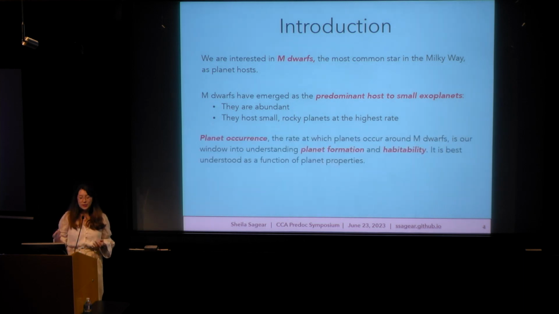Planet occurrence is exactly what it sounds like. It's the rate at which planets occur around M-dwarfs, and this is really our window into understanding planet formation and habitability from a demographic standpoint. And right now, it's best understood as a function of planet properties, such as orbital period and the planet's radius.